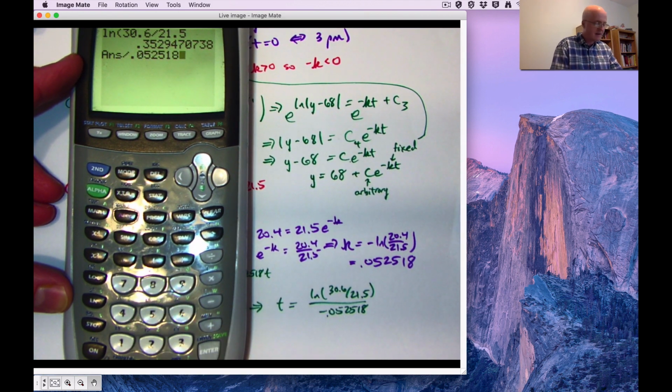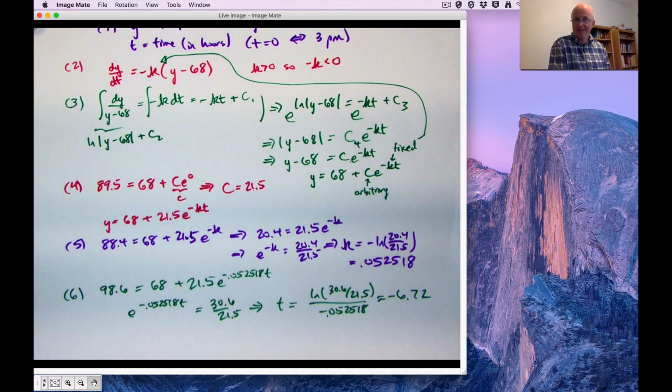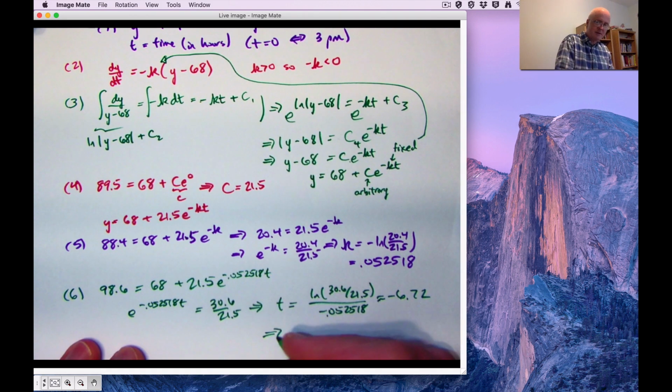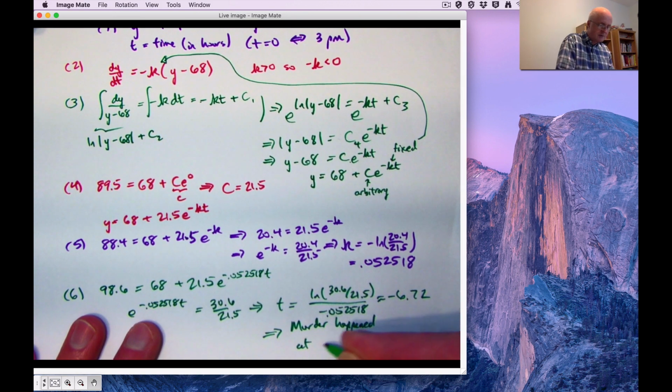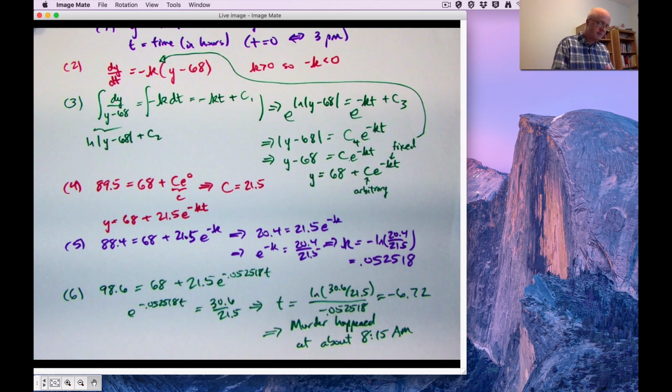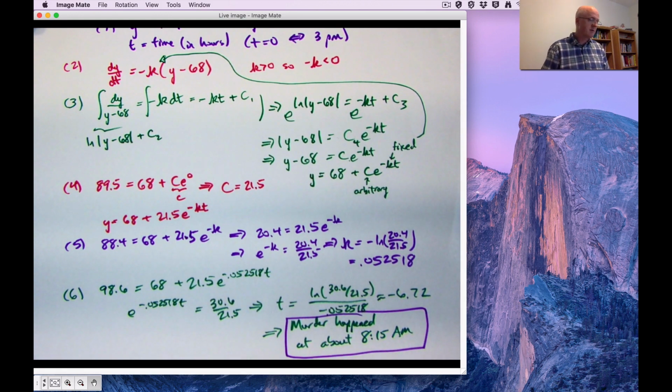I didn't bother putting the negative sign in there. My final answer is about negative 6.72. About 6 3/4 hours before 3 p.m. That would be 8:15 a.m. So the murder happened at about 8:15 a.m. That would be the answer to the question. About 6 3/4 hours before 3 p.m.